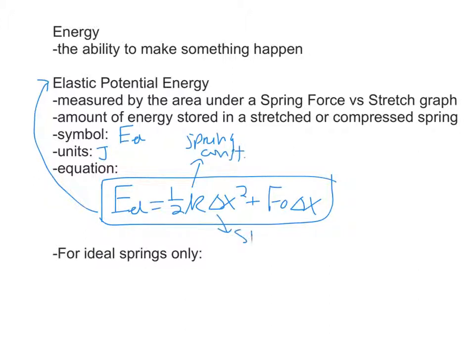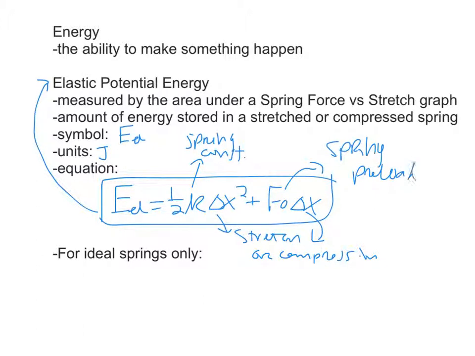Delta X is the stretch or compression. And that's the same for this delta X right here. And F0 again is the spring preload. For ideal springs only, an ideal spring, remember, has a spring preload of 0. This whole term goes away. So EEL equals 1/2 K delta X squared.